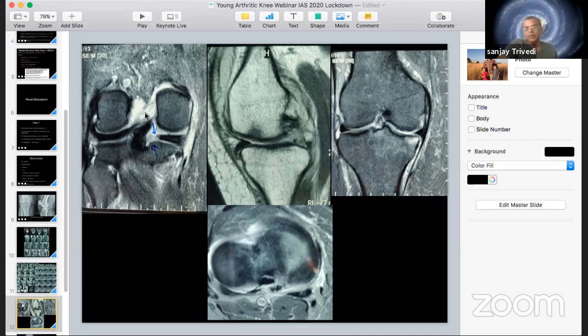Yeah, I think so. Any take on this from anyone? Brajesh, Dr. Pratik, sir? I think from the MR picture that we are seeing, from this coronal image, I think this root is not repairable.